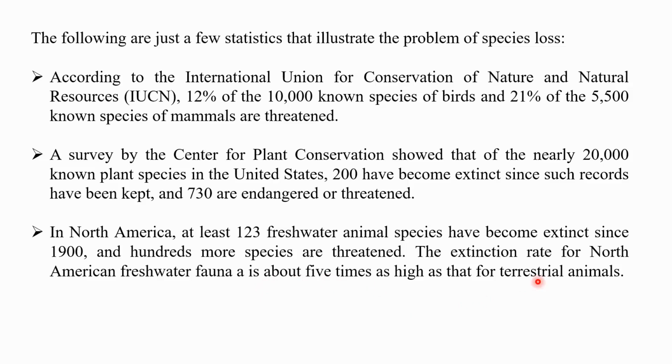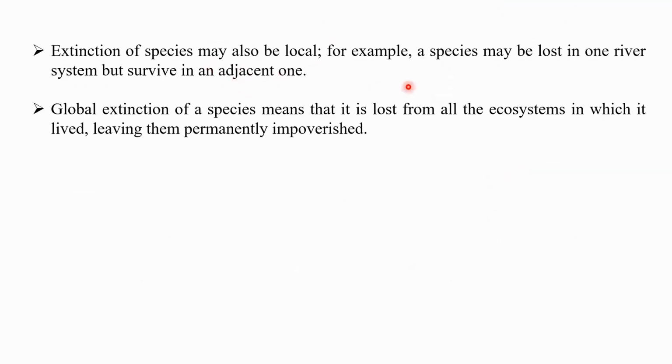These are some of the alarming facts and figures that represent the immediate need to conserve biodiversity. As we know, biodiversity is interdependent and highly dependent. These alarming facts suggest why there is a need for biodiversity conservation to prevent the extinction of species. Extinction of a species may also be local. For example, a species may be lost in one river system but survive in an adjacent one. So there might be a local extinction or a global extinction. Global extinction of a species means that it has been lost from all the ecosystems in which it lived, leaving them permanently impoverished. Therefore, it is really important to conserve these species.